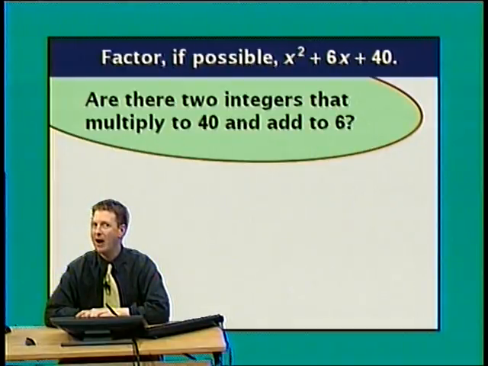Can you kind of see why I know this isn't going to factor? Well, let's get down and dirty with it. Let's start thinking about pairs of integers that multiply to 40 that might add to 6. Since the product is positive, I know the two numbers need to have the same sign. And since the two numbers need to add up to positive 6, that sign must be positive.